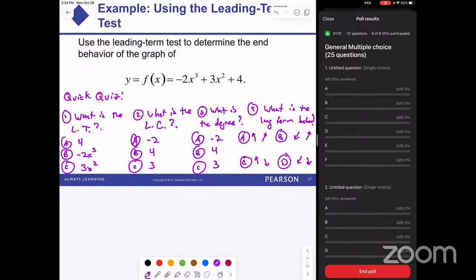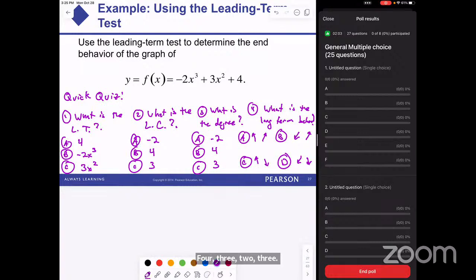One minute. 45 seconds. All right, 30 seconds, and I'll show you how to submit this. 20 seconds. 10, 9, 8, 7, 6, 5, 4, 3, 2. All right, that's enough.